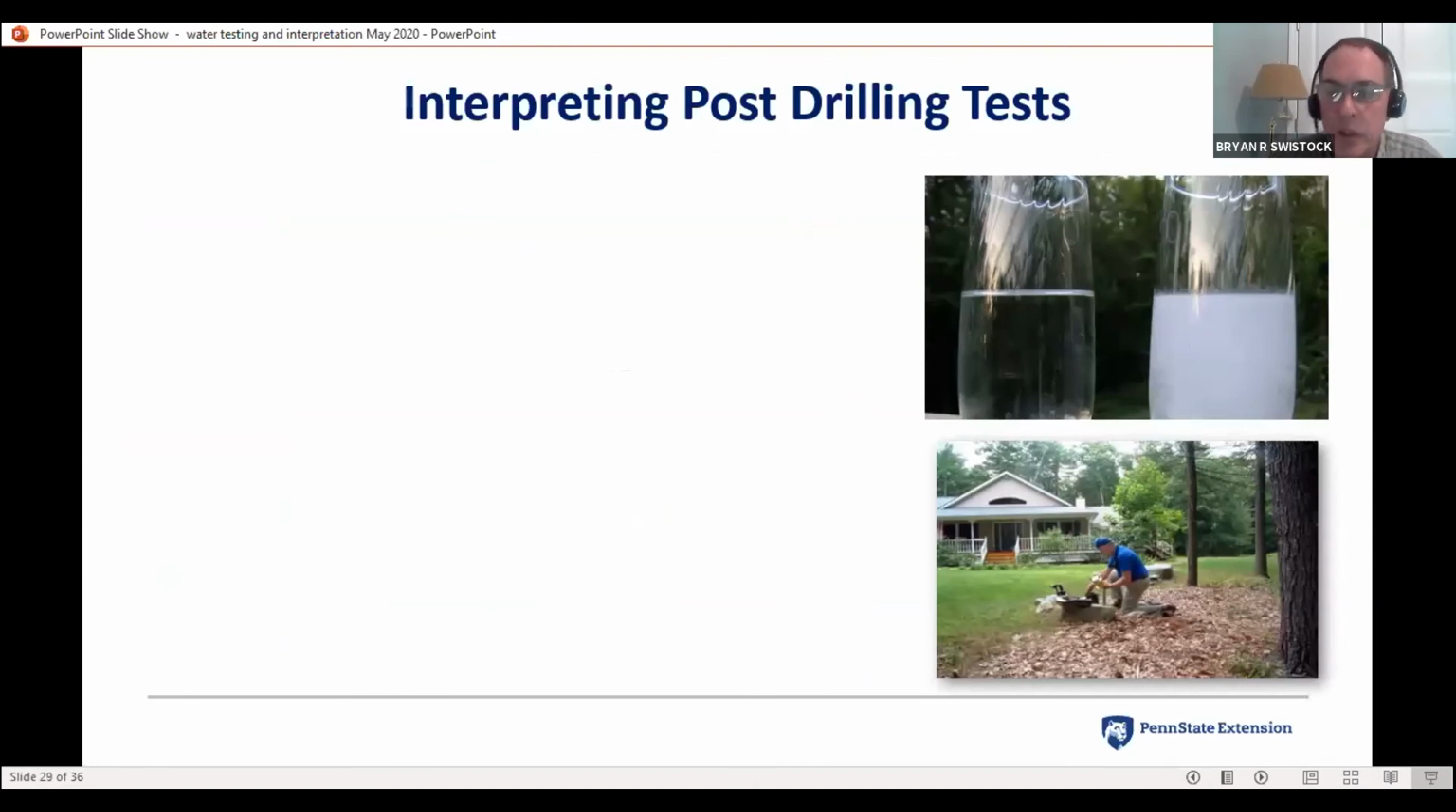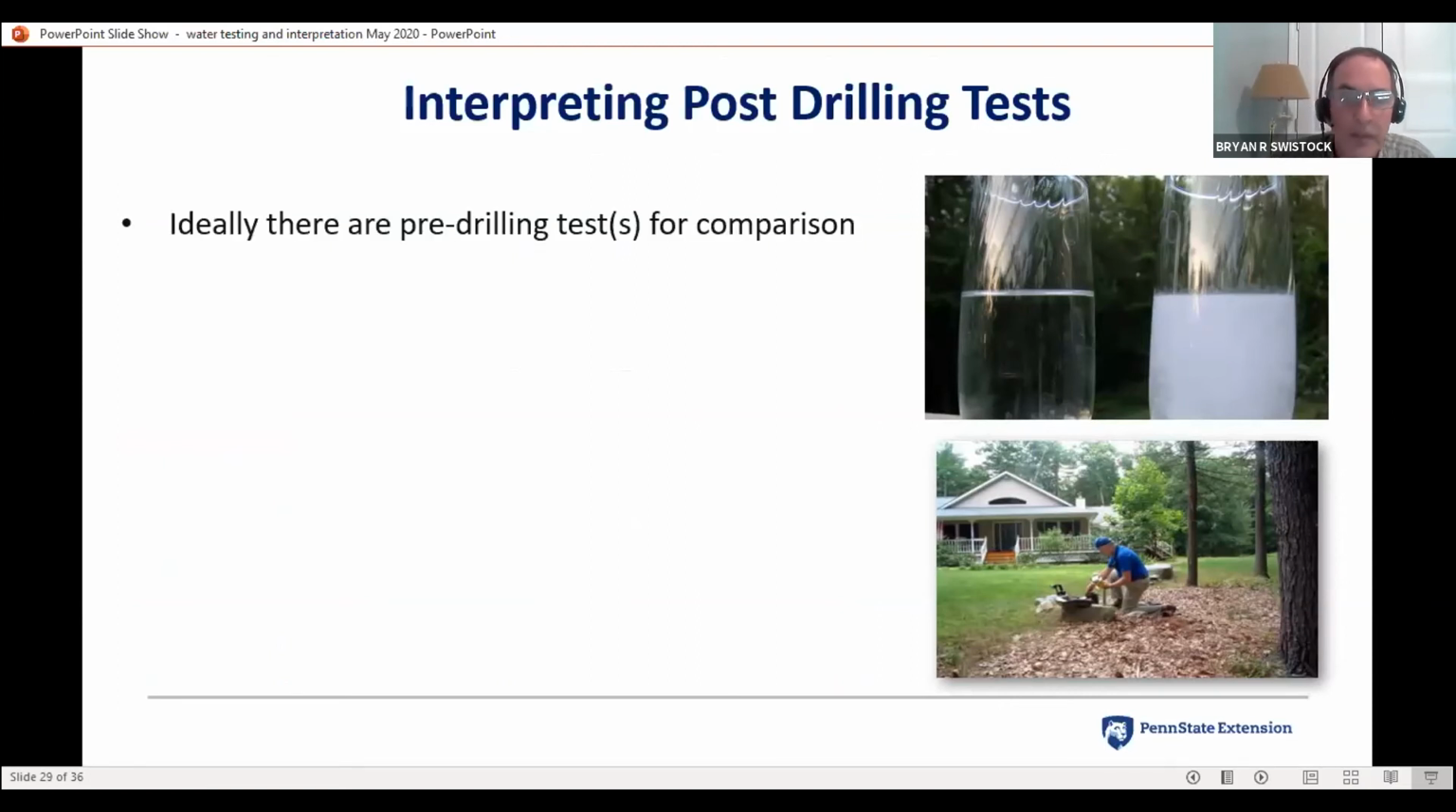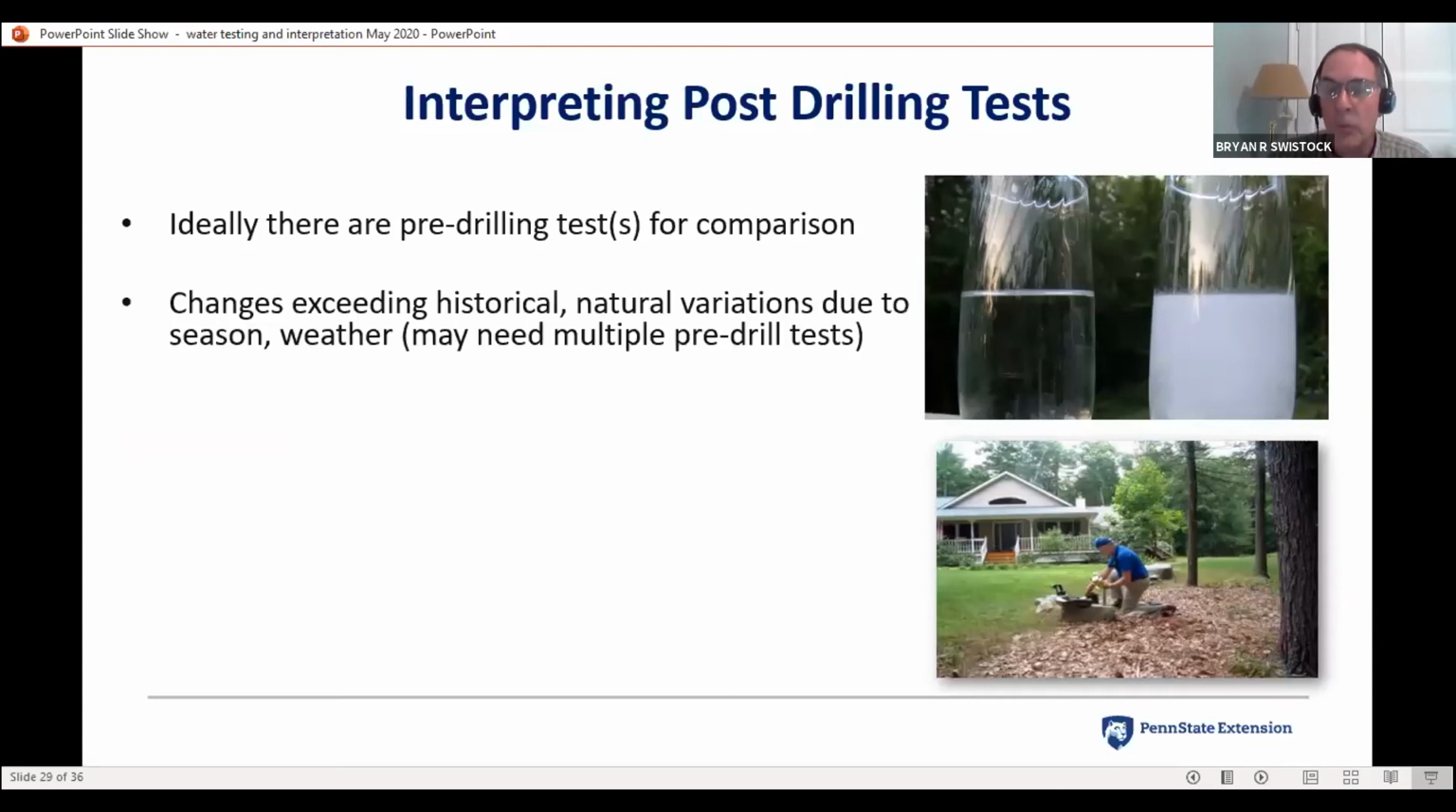Last thing we want to do is interpret some water test reports. So what if we have post-drilling data and we're trying to interpret whether anything has happened? Ideally, it's great if we have at least 1 pre-drill survey, and it's wonderful if we have more than 1 pre-drill survey to compare to. What that allows us to do is look at changes that occurred in the water, and try to determine if those changes are beyond what we might expect based on natural variability from weather and season. And again, that gets easier if we have more than 1 pre-drill sample.